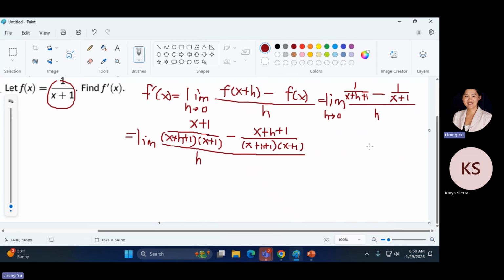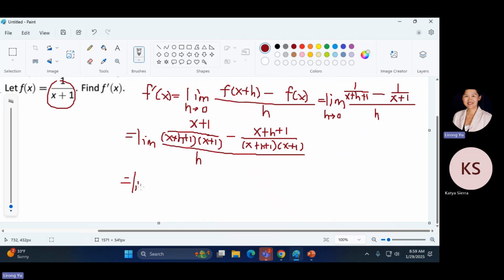Any question? All right. So with that, we would subtract, and you can see x plus 1 minus x plus h plus 1. The minus sign in the middle will affect all the signs in the second term. That's how we do subtraction when we have multiple terms. So this limit calculation is going to be this.